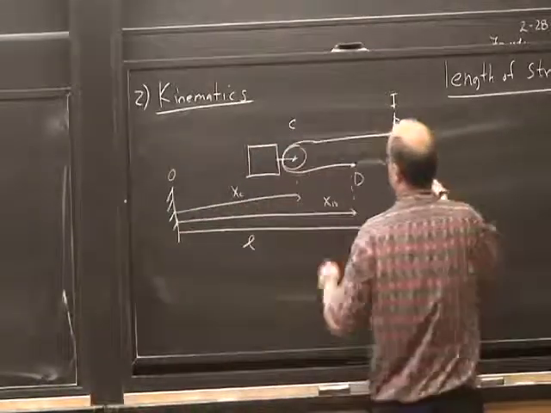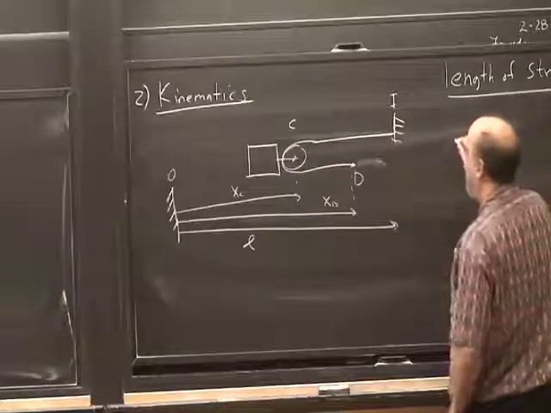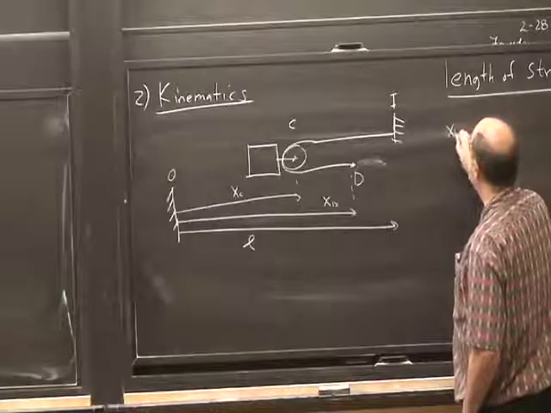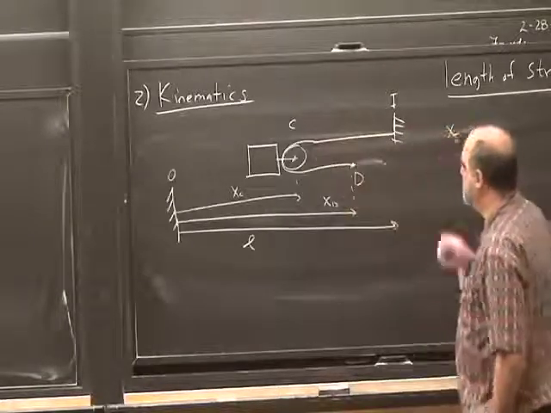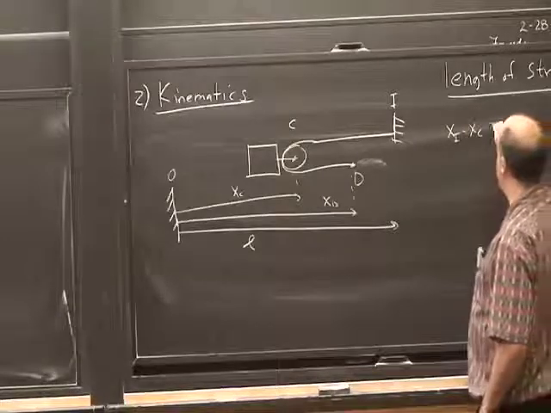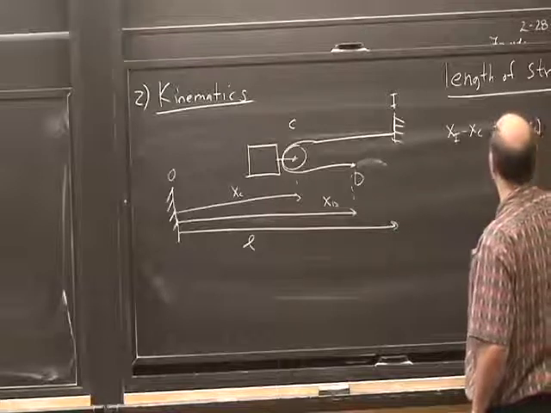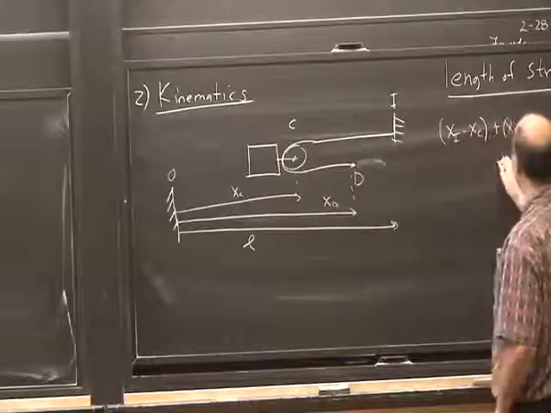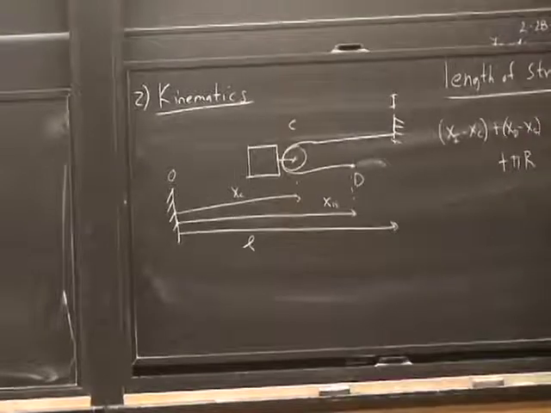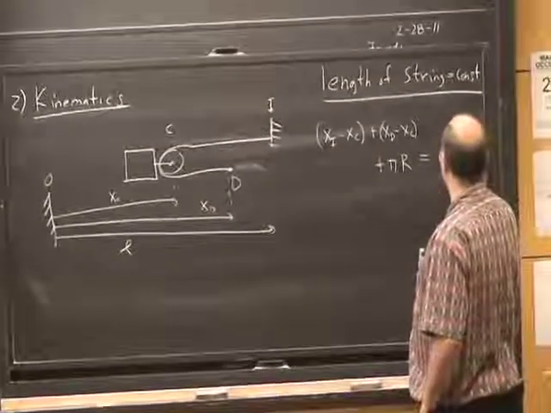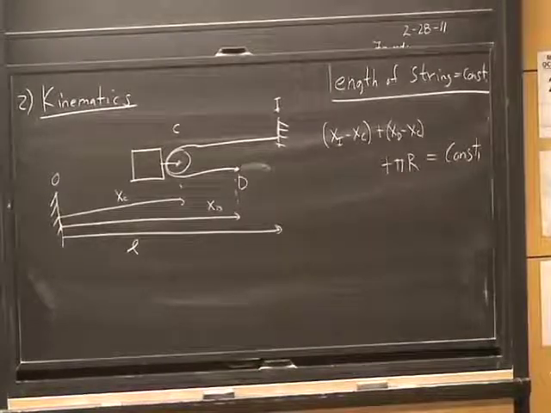So we have the length of the string from here to here, which is xi minus xc. That's that length of string from here to here. And then we have also plus xd minus xc. And then we have also plus pi times the radius of the pulley. And this whole thing is equal to a constant. This is our basic kinematics equation for this particular pulley problem.